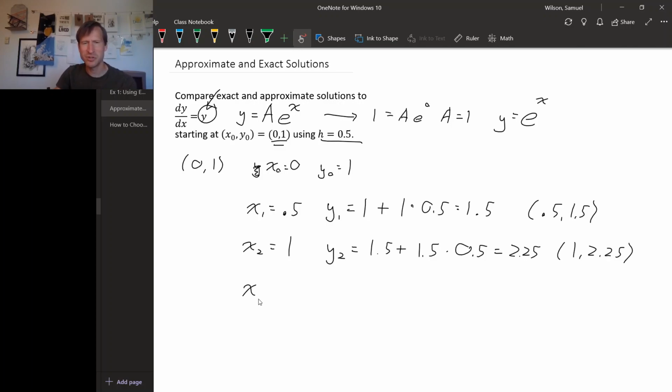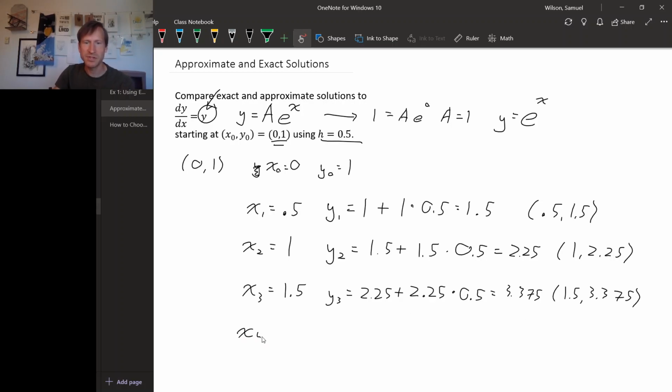Now let's go up to x equals 2, I guess. So we're going to need 2 more steps. So x sub 3, we add the step size again, so that's 1.5. And our next y value is our old y value, 2.25, plus our function evaluated at our old x and y values, so 2.25 times the step size, 0.5, and that is 3.375. So now we're at (1.5, 3.375).